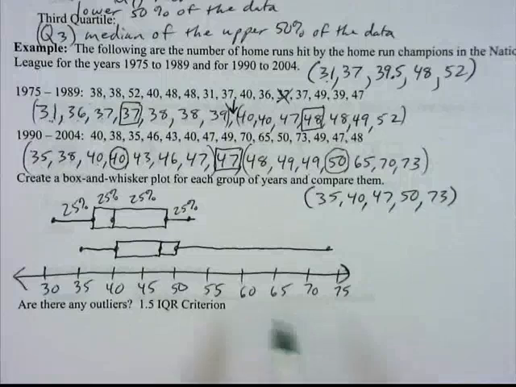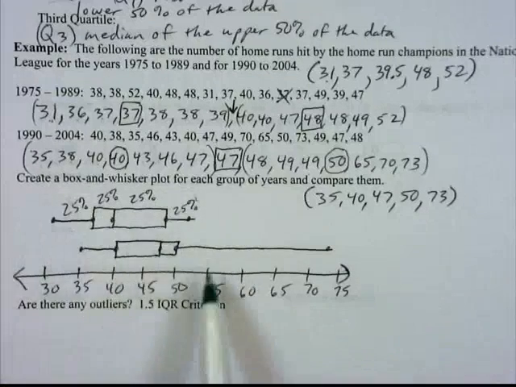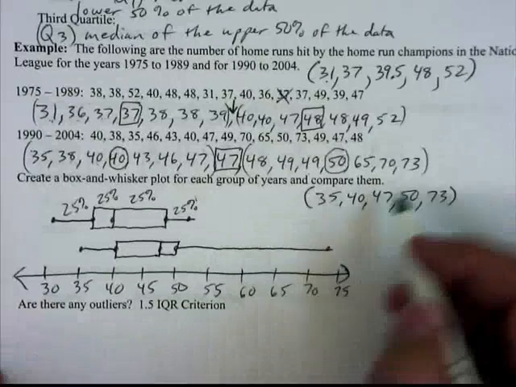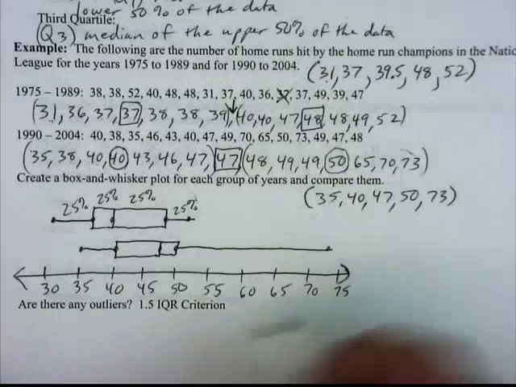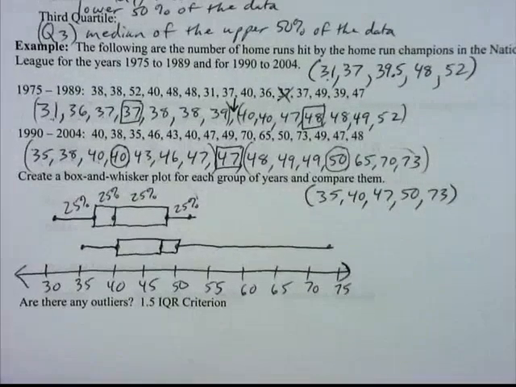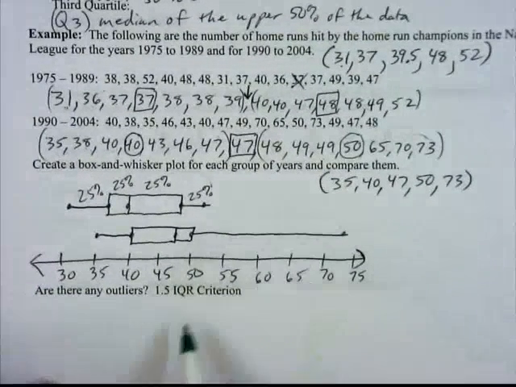Alrighty? And you can see that these look pretty different. Everything here is kind of compact and close together, whereas here we've got this way long whisker out here. And if you look at our numbers, they're pretty skewed towards the right. That's the years when they were talking about steroids, juiced ball, and all that sort of stuff. So what we'd like to do is talk about outliers. And outliers are data points that skew our data.